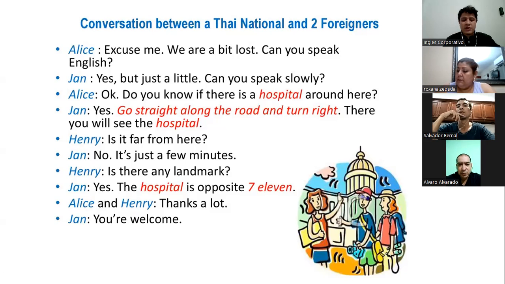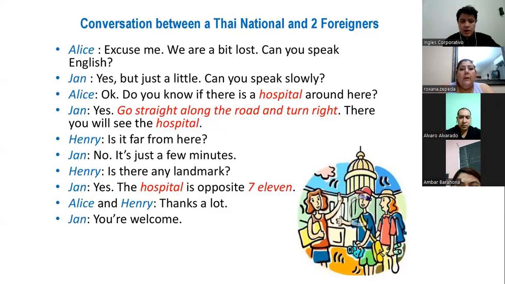Okay, guys, so first, we are going to discuss this conversation. We are going to make groups as well. But first of all, let me ask you guys, do you have any question about this conversation? Do you understand it? Is there anything that you don't understand? What is landmark? Landmark. Okay, landmark. Very nice, guys. Landmark es como punto de referencia, right? Y le dice, sí, el hospital está upside 7-Eleven, right? So 7-Eleven is the landmark, el sitio de referencia, right? So guys, perfect. Any other question that you don't know, guys, here?